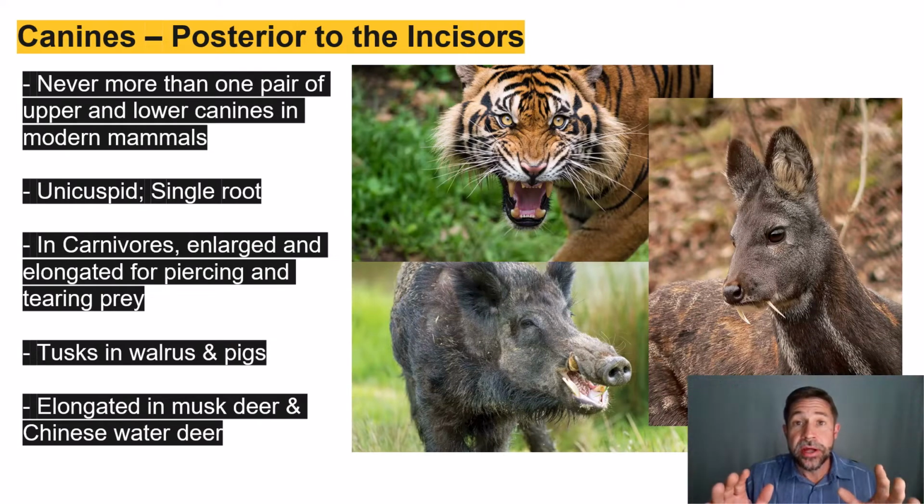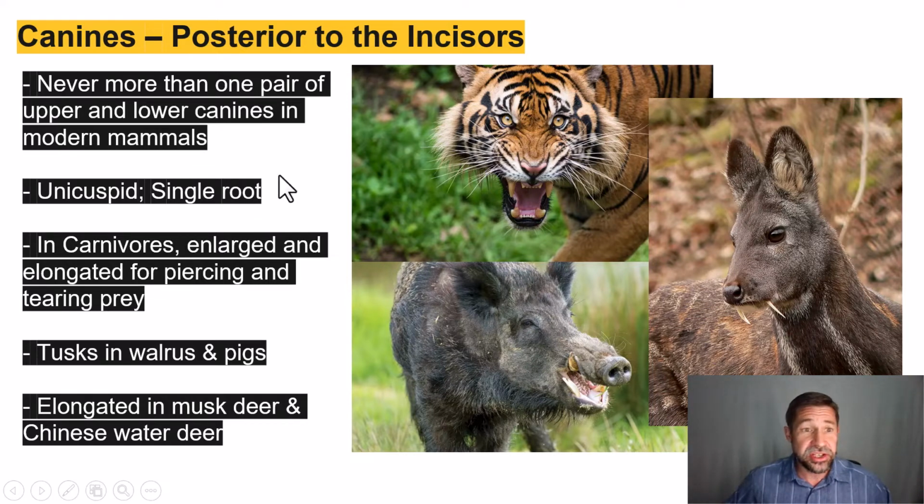Please note that there is never more than one pair of canines in the upper and lower jaw on any modern mammal. So like most of the incisors, the canines are unicuspid. They just have one point, one protrusion. Incisors are single-rooted.